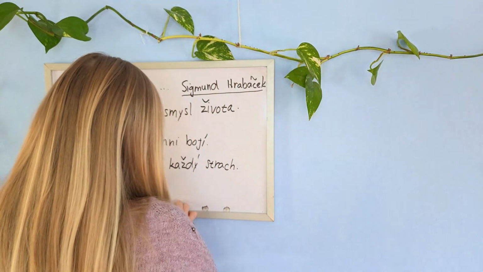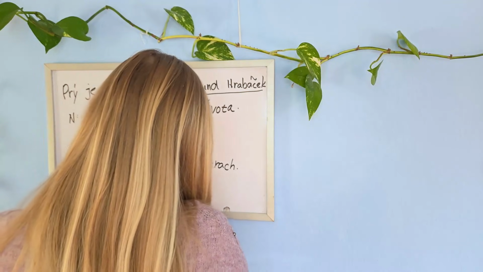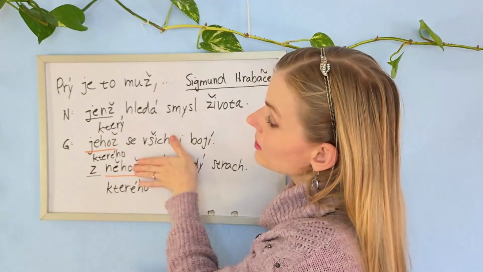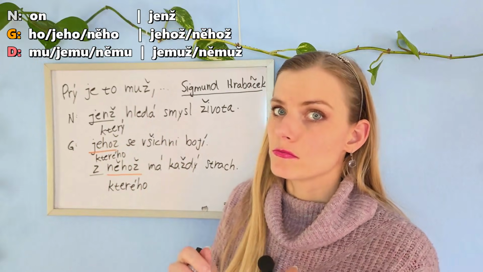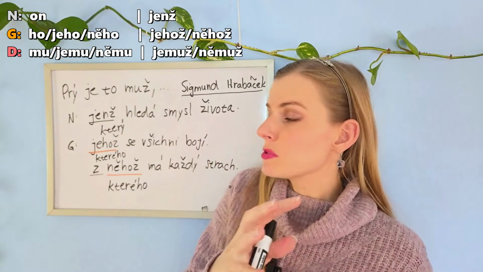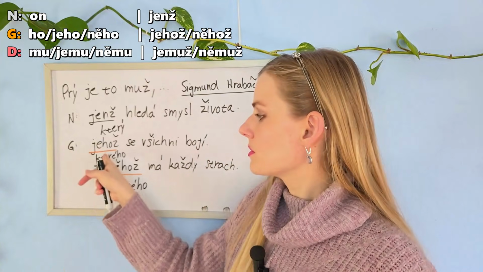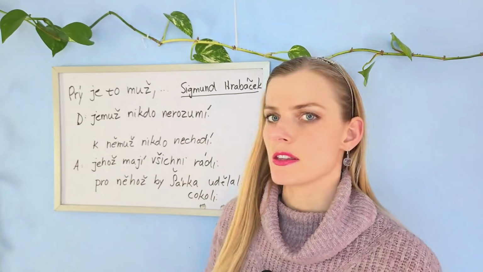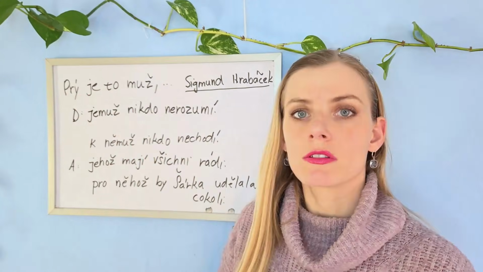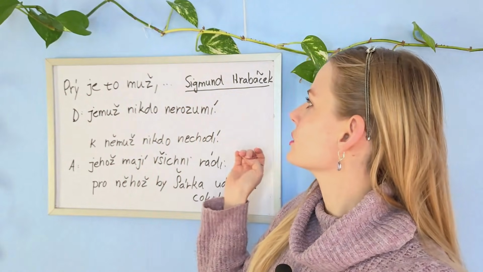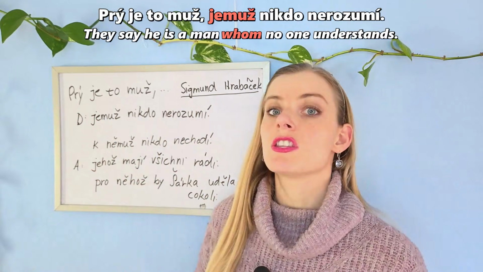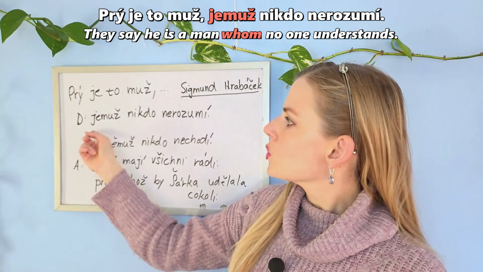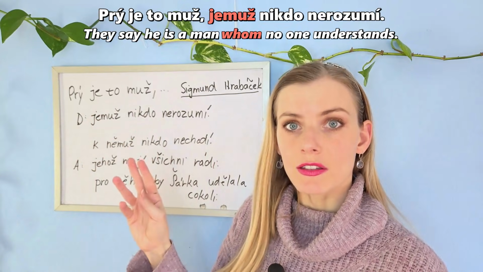So it's easy because který doesn't have two forms. Also, if you take a look, jeho and něho are connected with the pronoun on. So on is a little similar, sometimes very similar, to these forms. Moving on to the dative case. The beginning is the same. Statements about Zikmund Hrabáček. Prý je to muž, jemuž nikdo nerozumí. They say he's a man whom nobody understands.